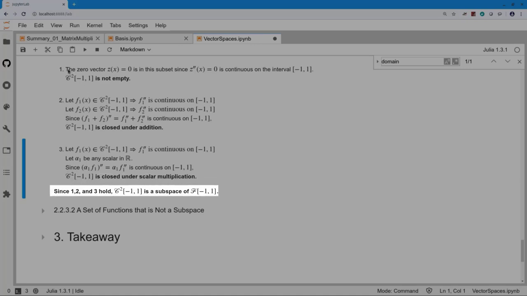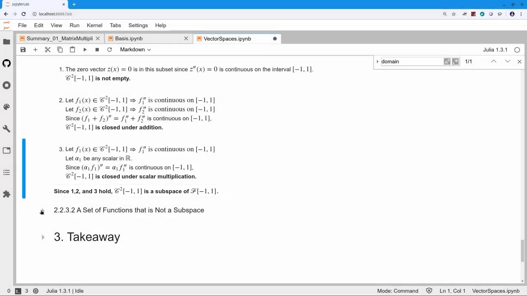And now I have condition 1, condition 2, and condition 3 that hold. So the last sentence I'll write is that since my conditions 1, 2, and 3 hold, this set is a subspace of the set of functions defined on the interval minus 1, 1.